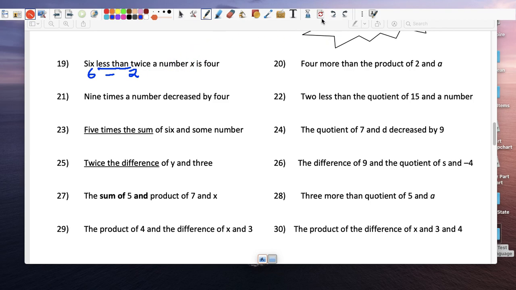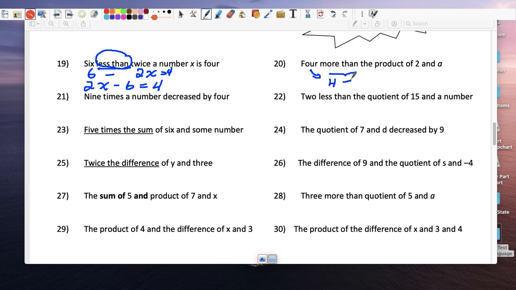Or in this case, actually, we call that x. Twice a number, x or n, or whatever variable you want, equals 4. But because it's less than, you have to make a little adjustment, right? So the 2x and the 6 will switch positions, and this becomes 2x minus 6 equals 4.